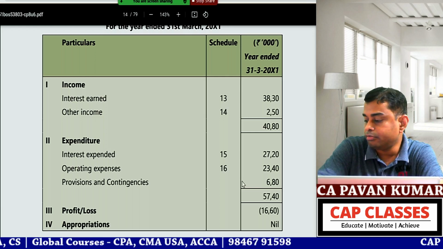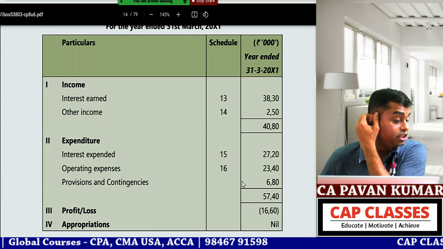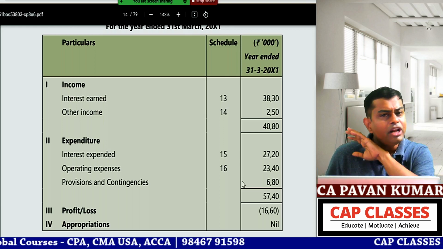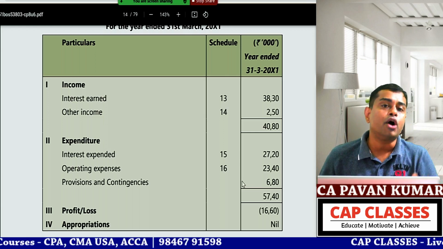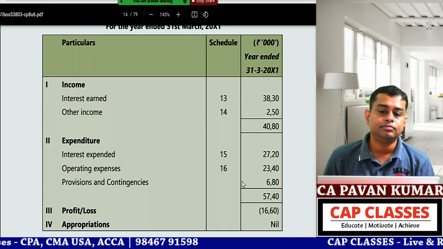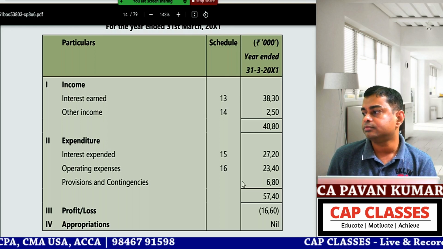Guys, you understand how to do P&L? So balance sheet and P&L problems, you solve them. Okay, there will be no other new points. It is only for practice. It is only a matter of practice.